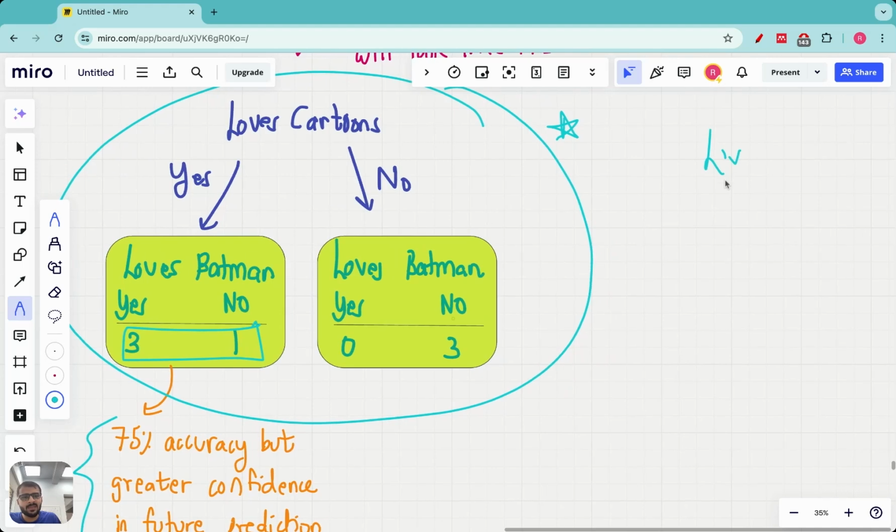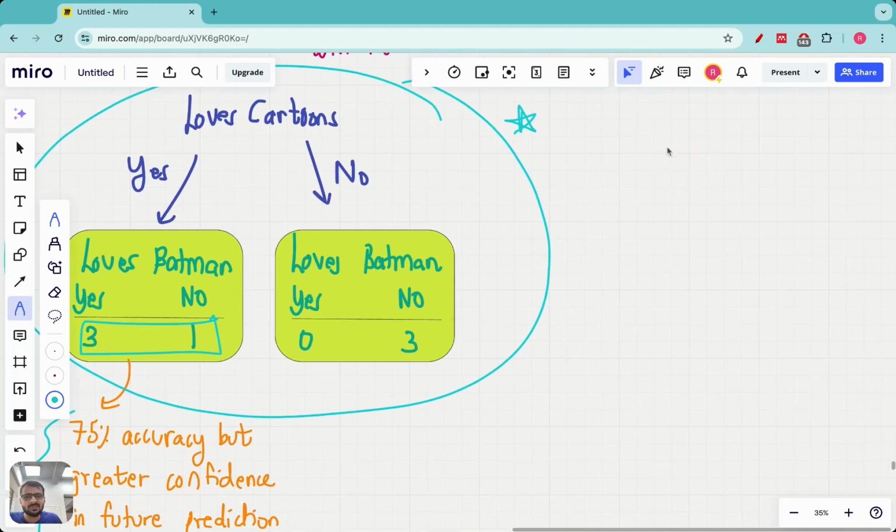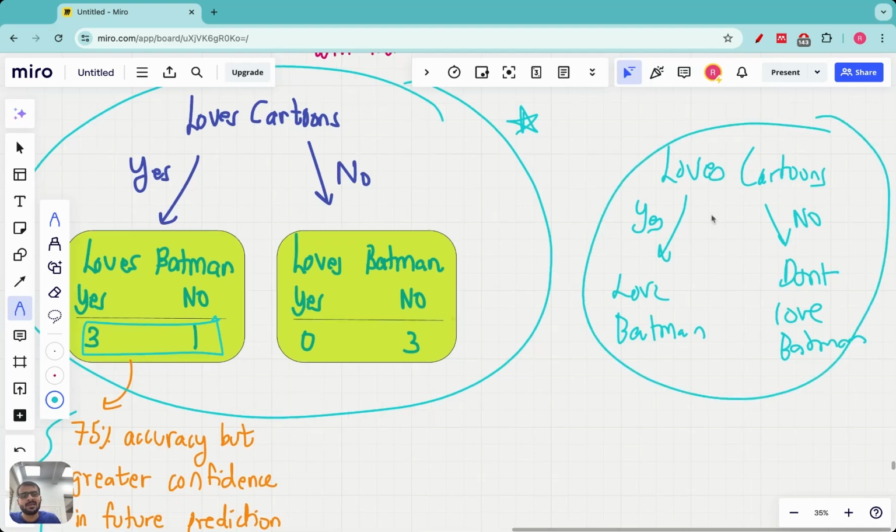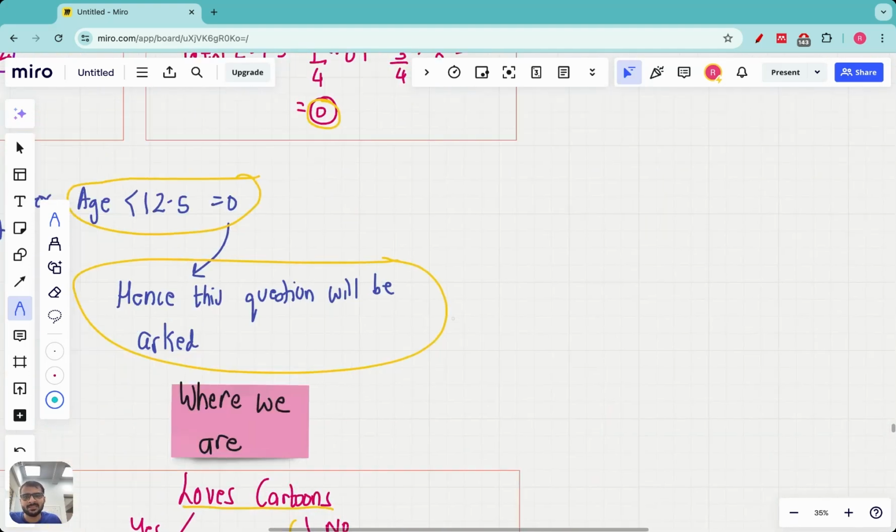Now, this decision tree will be looking like this. If the person loves cartoons, yes, they love Batman; no, they don't love Batman. Now that is our decision tree finally. Let's actually test this on the data set.